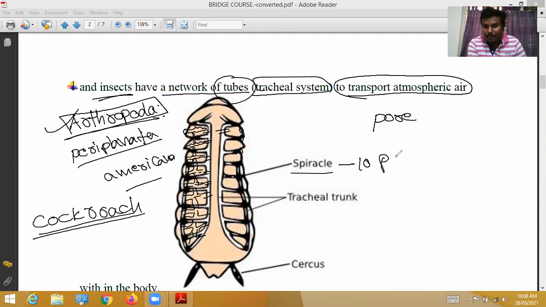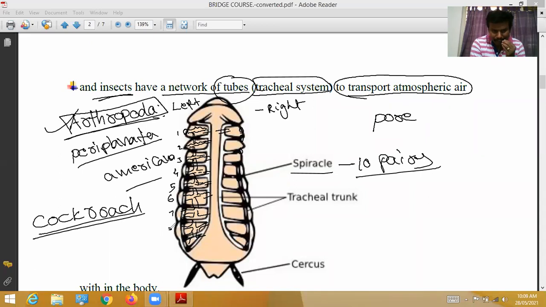There are 10 pairs of spiracles present on either side of the cockroach body. Assume this is the left side and this is the right side. On the left side there will be 10, and on this side 10. First pair, second pair, third pair, fourth, fifth, sixth, seventh, eighth, ninth and tenth. So through 10 pairs of spiracles, atmospheric air enters the cockroach.